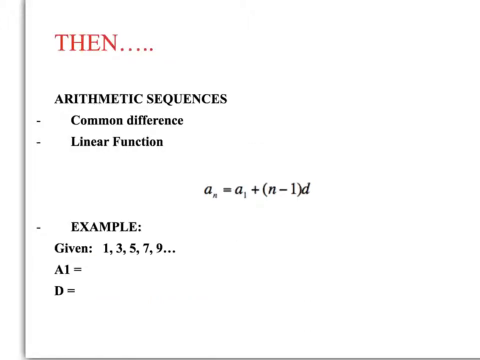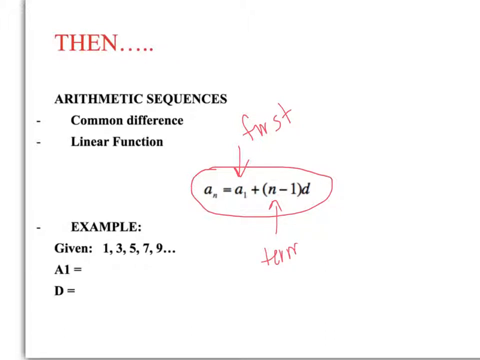So in the linear functions unit, we learned about something called an arithmetic sequence. An arithmetic sequence was just a list of numbers that had a common difference. So you said, oh, well, how do you get from the first number to the second number? You add 2, or you add 4, or you take away 6. And that was the common difference. It graphed as a linear function, and the equation took the form, as you see here circled in red. Remember that a sub 1 was really the first term, n was the term number, and d was the common difference.